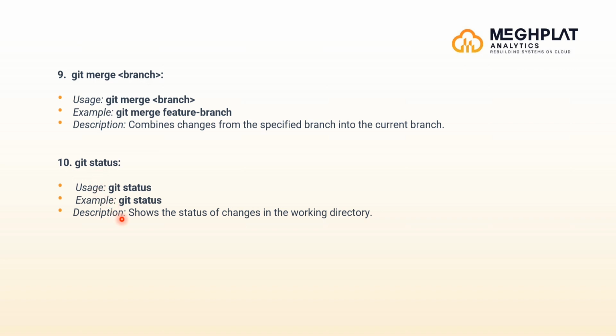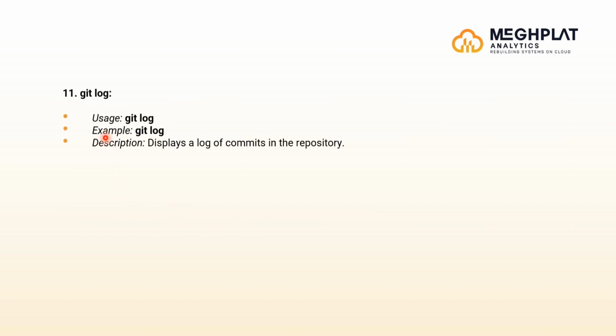Then git status. Git status is used to show the status of changes in the working directory. Also, it gives in which branch we are working. So git status is the command. The last one is git log. Git log displays a log of commits in the repository. So the command is git log.